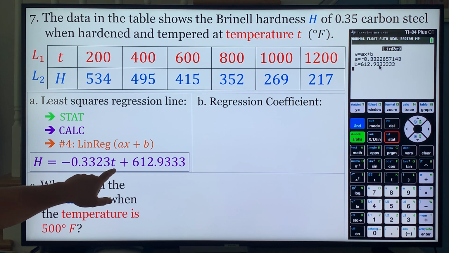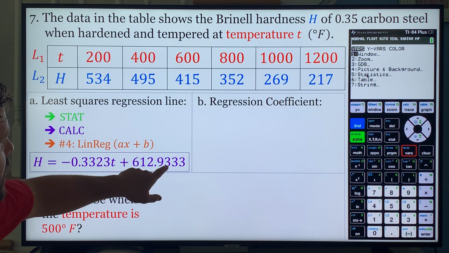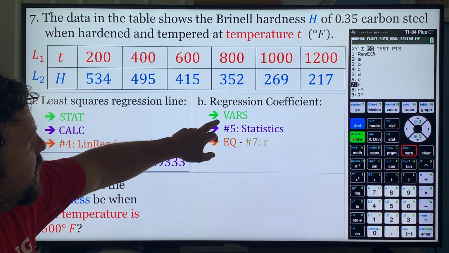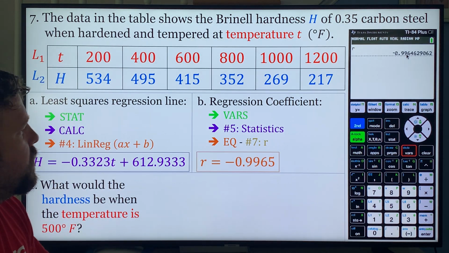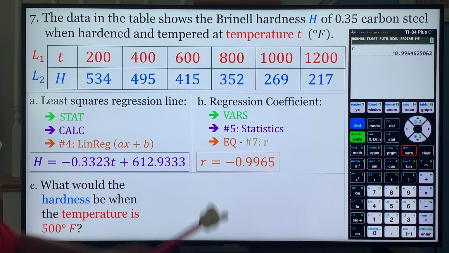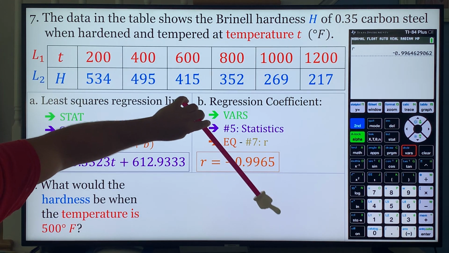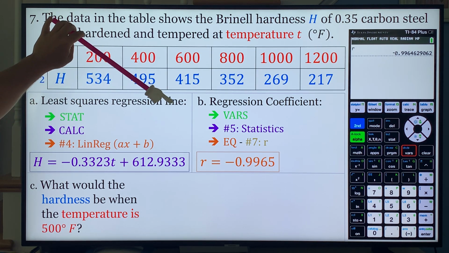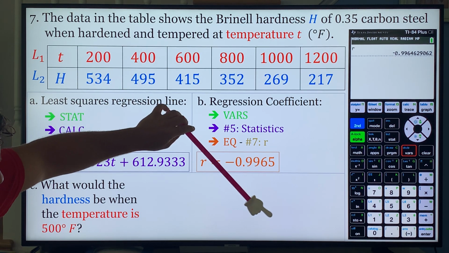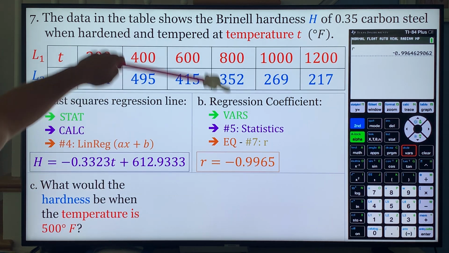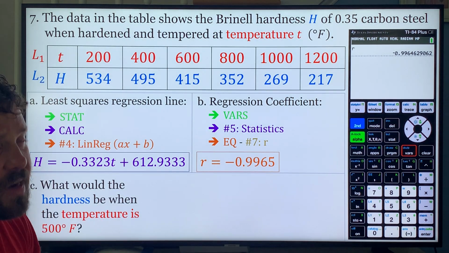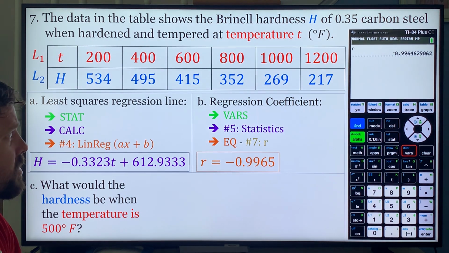once again, I went to 4 significant figures, plus 612.93333. So I actually went to 4 decimal places. To find the correlation coefficient, hit the variables button, go over to number 5, Statistics, EQ, and go to number 7, and you get negative 0.966. So what that means here is you have a negative slope, about negative 1/3. So a negative r means the hardness goes down, and it's pretty strong. 0.99 is a very strong one. So if you squared it, you find the percentage and know it exactly.